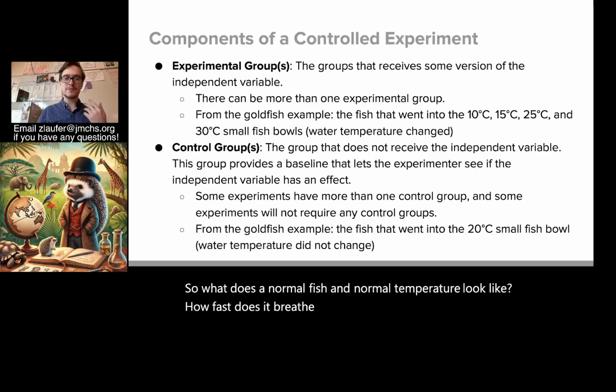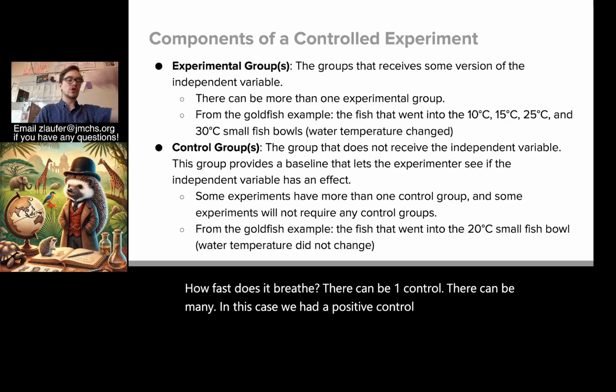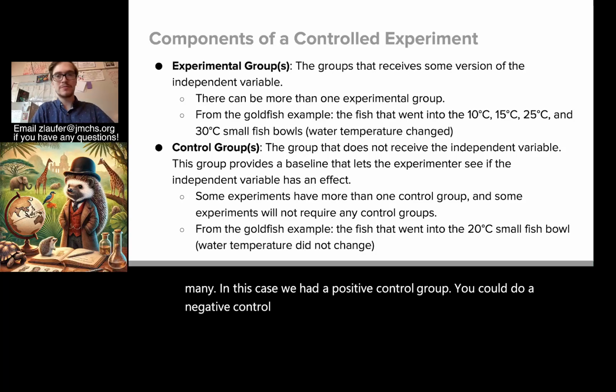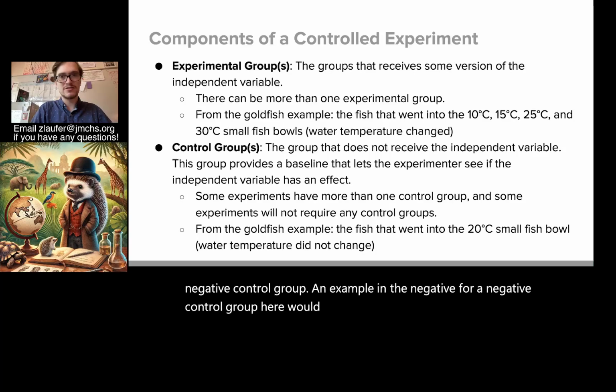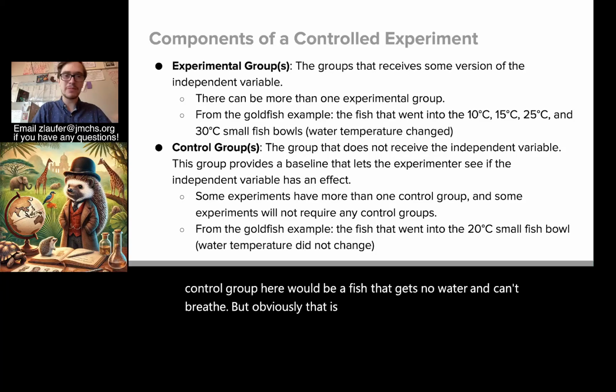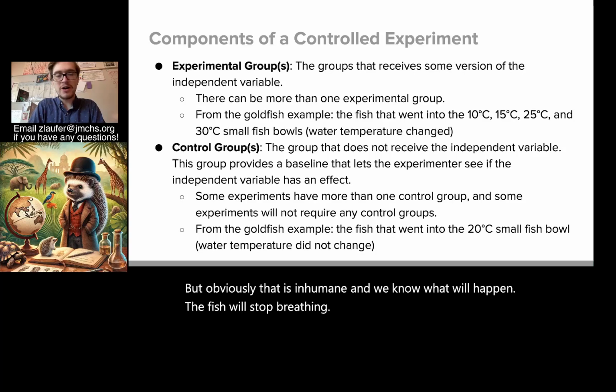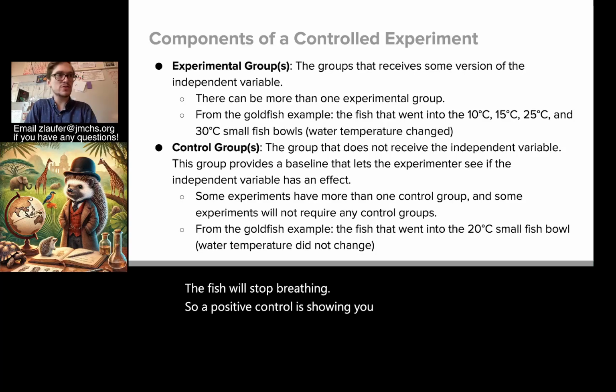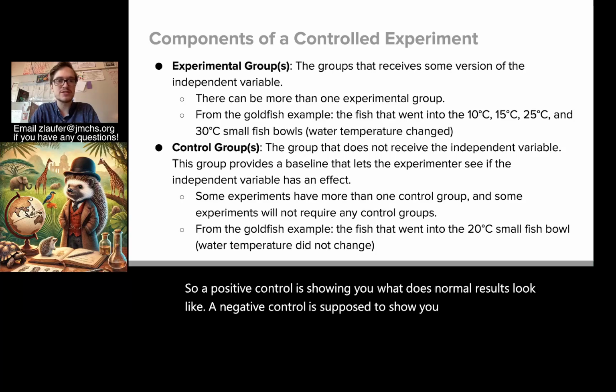There can be one control group, there can be many. In this case, we had a positive control group. You could do a negative control group. An example for a negative control group here would be a fish that gets no water and can't breathe. But obviously that is inhumane, and we know what will happen. The fish will stop breathing. So a positive control is showing you what normal results look like. A negative control is supposed to show you what an absence of results looks like.